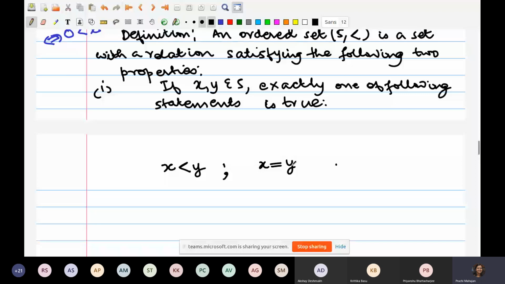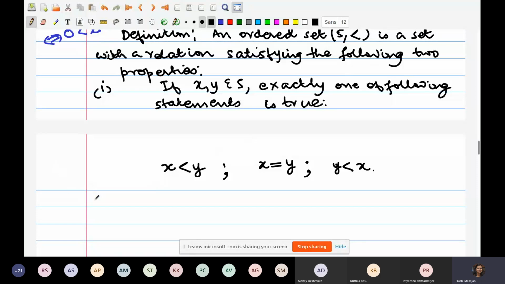So one possibility is this, the other possibility is this. Is this okay? The first thing makes sense to everybody. So I have a relation and given two elements, one and only one of the following is true. Either x is less than y as defined by this relation. So this less than is going to be how this relation defines it to be, right? Or the two are equal, or y is less than x.